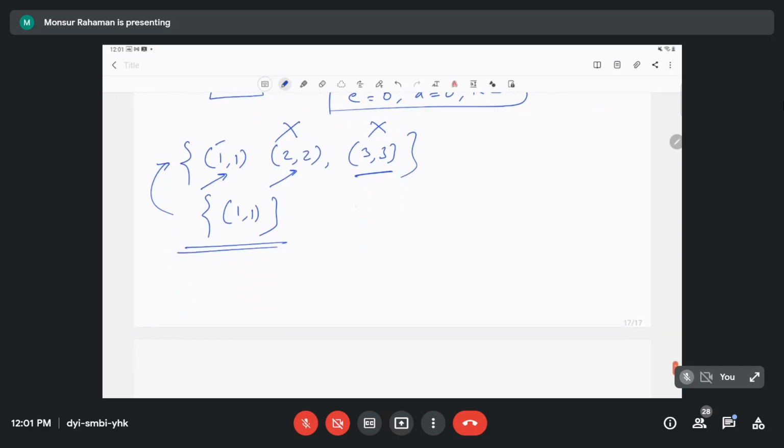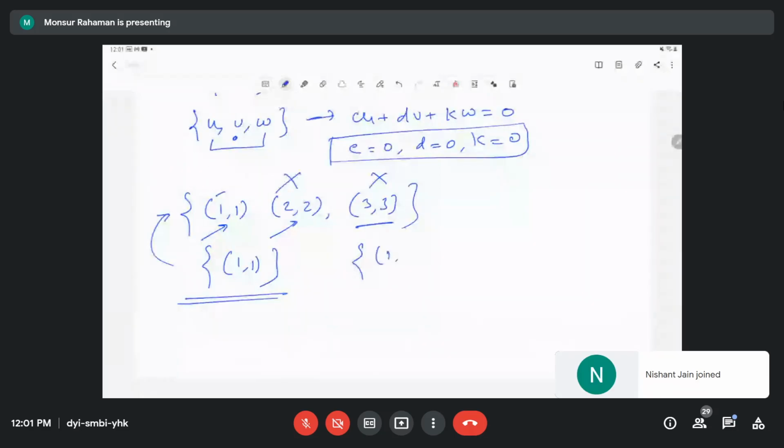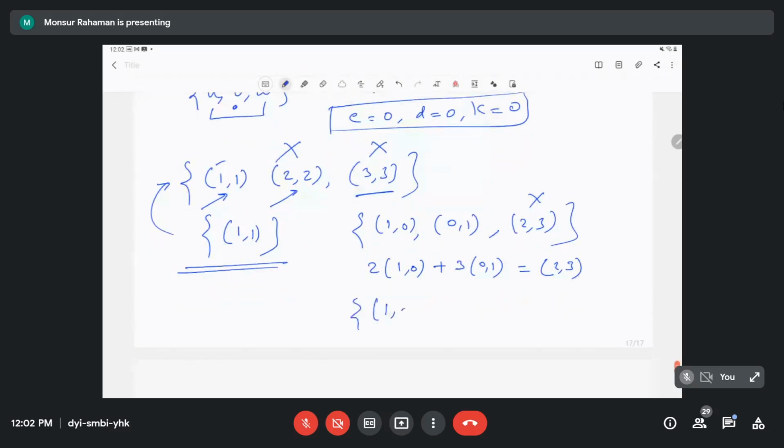What about this set? You cannot always eliminate all those elements. Take (1,0), (0,1) and (2,3). Which one can you eliminate? At least one you can eliminate, like 2 times (1,0) plus 3 times (0,1) gives (2,3). So (2,3) you can eliminate, but after eliminating it you cannot eliminate further. So this is an independent set.